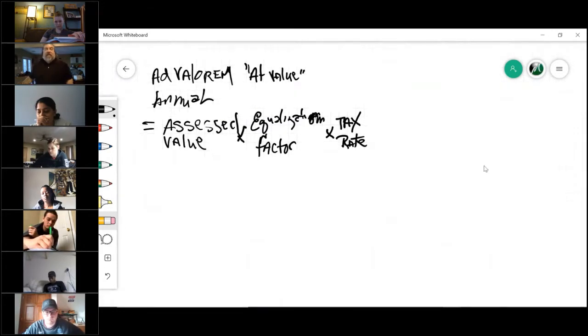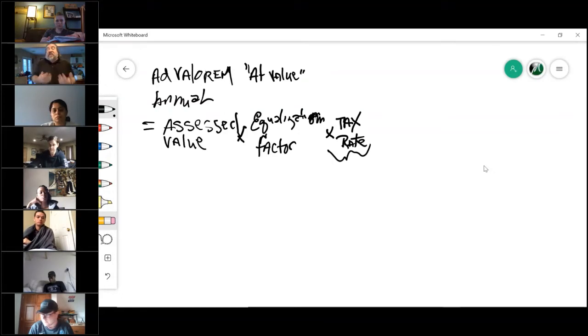You multiply that by a tax rate. Here's where the fun gets started. This is the statutory part. This is what the state of Indiana has declared. In Indiana, if you remember, residential real estate is taxed at 1%. That's the state law. That's the statutory part in our tree.